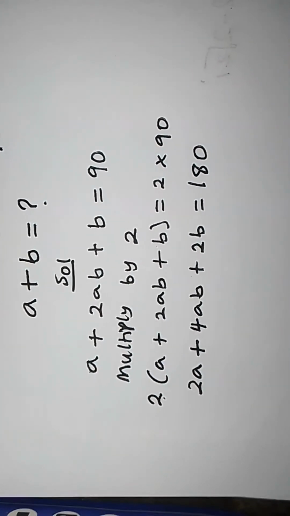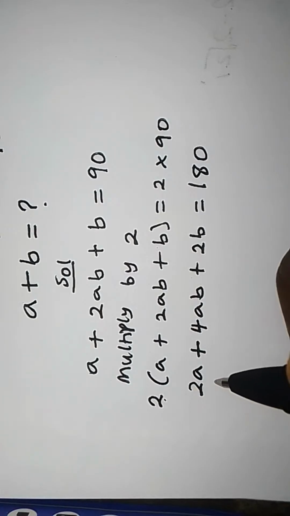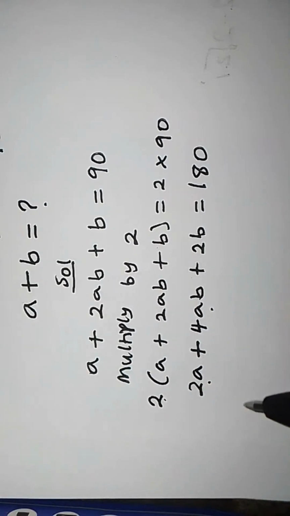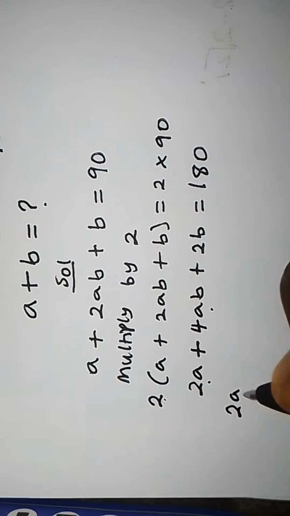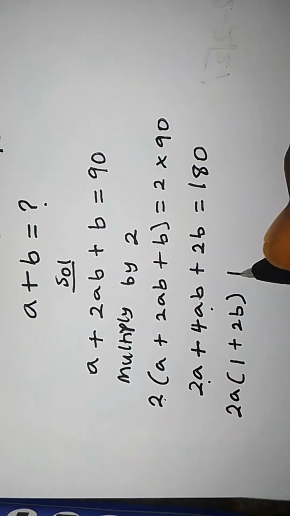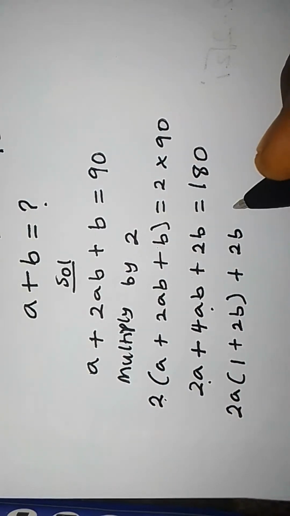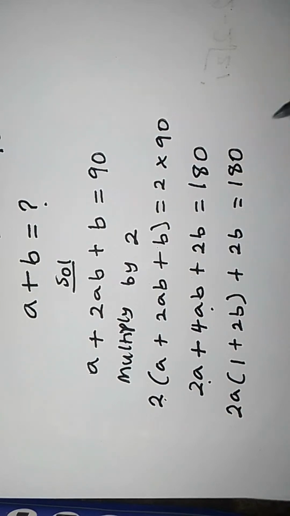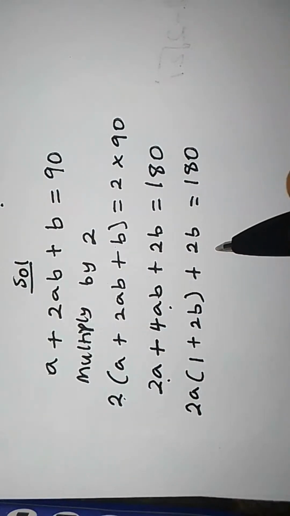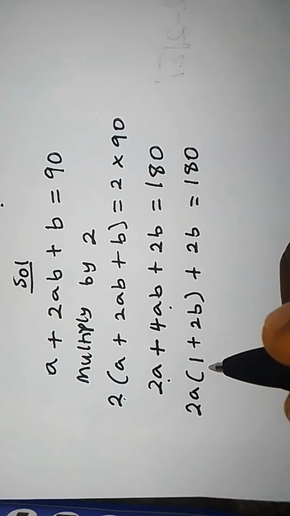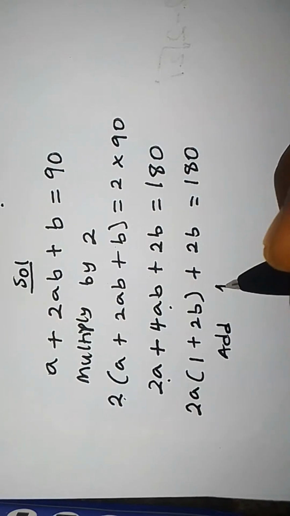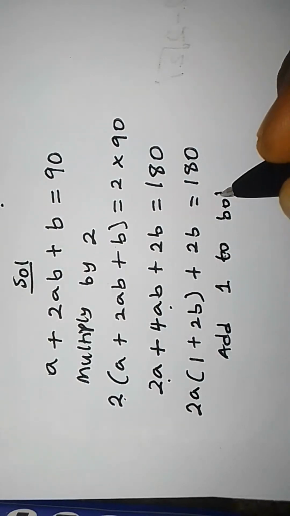Let's continue. You will see that we can factor out 2a from these two terms. Doing that, we have 2a times (1 plus 2b) plus 2b equal to 180. The next thing we have to do is to add 1 to both sides so that we'll be able to factor out 1 plus 2b. Add 1 to both sides.